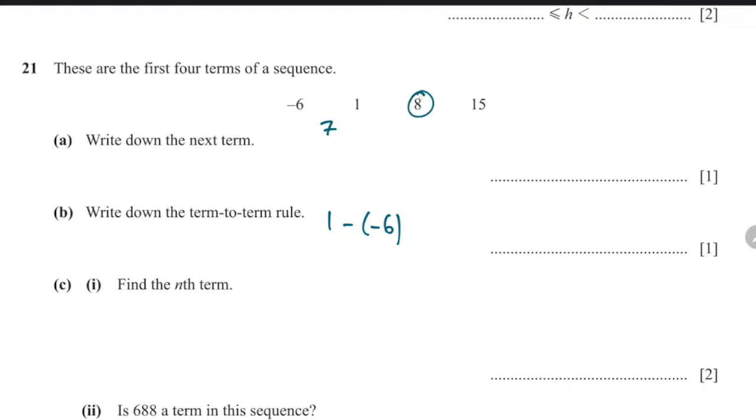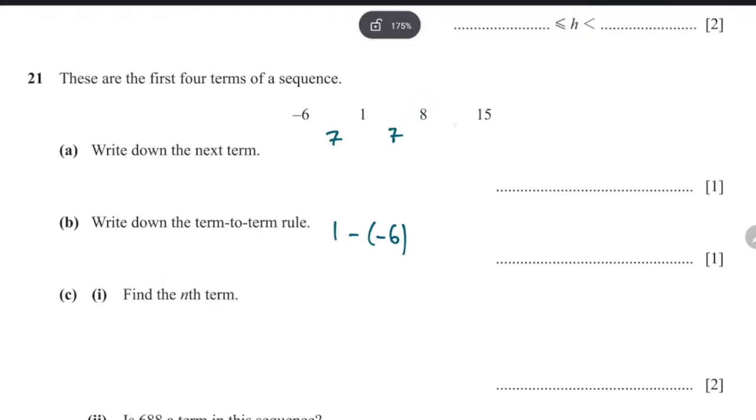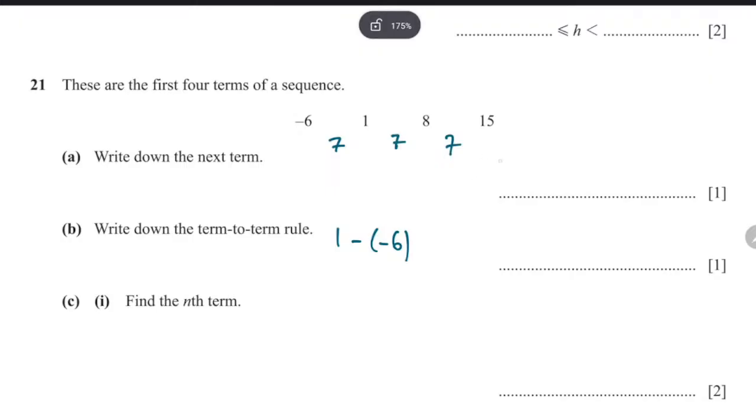Then say 8 minus 1. 7. Then say 15 minus 8. 7. So it's 7, 7, 7 as you move, right? So say 15 plus 7. What do you get to get the next term? 22. So the next term is 22, because you just keep adding 7, 7, 7. Okay? Do you understand?